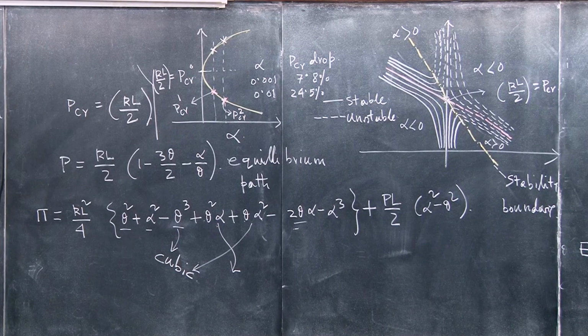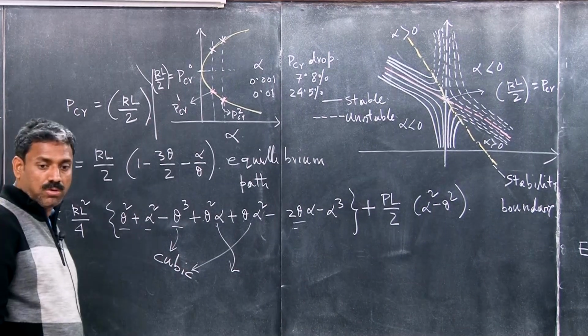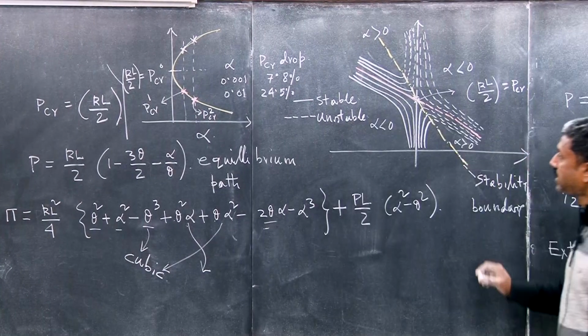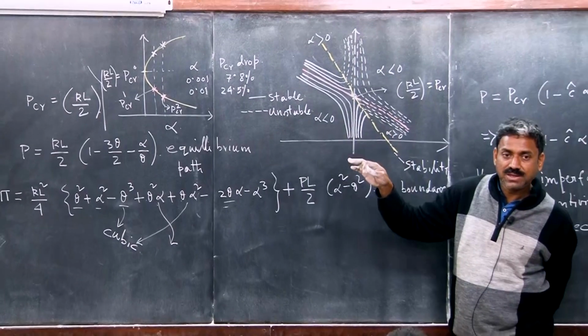We will just finish with that. So, let me explain to you. This is the imperfect stability diagram. You see that asymmetry is clear here.